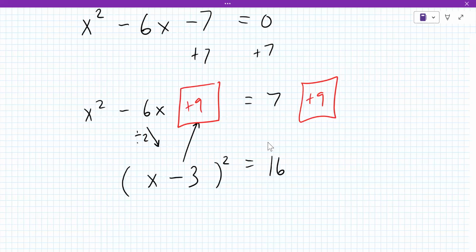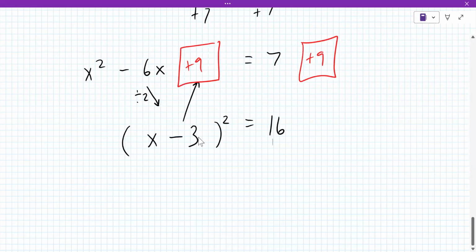Meaning you can take the square root of both sides. Square root of 16, 4. So go ahead and solve this from here, please. X equals 7, x equals -1.